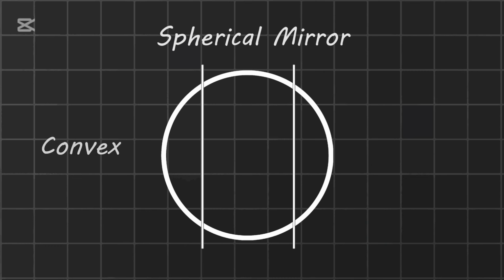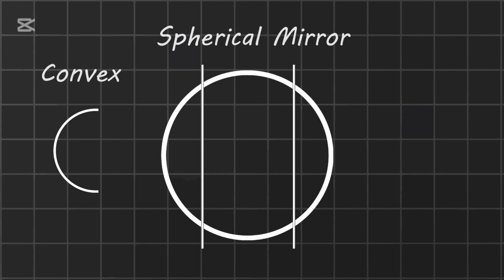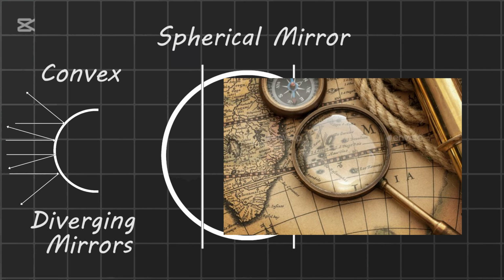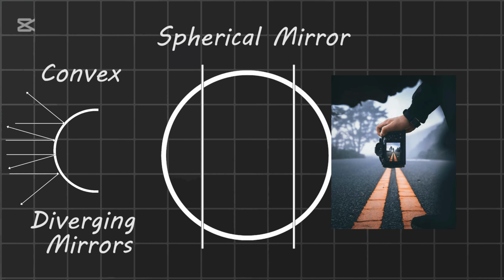This side represents the convex mirror. You can easily identify a convex mirror by observing that the curve faces outward, like this. Convex mirrors are also known as diverging mirrors because parallel rays spread out after reflection and never come to a focus. Some examples of convex mirrors are magnifying lenses, telescopes, and camera lenses.